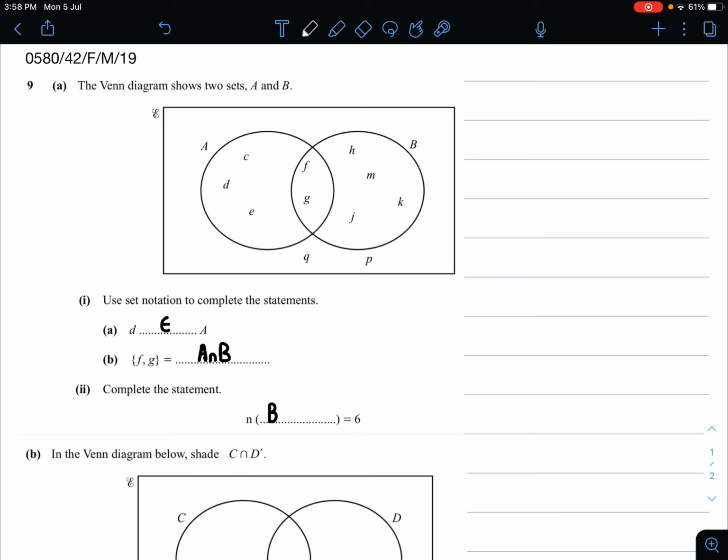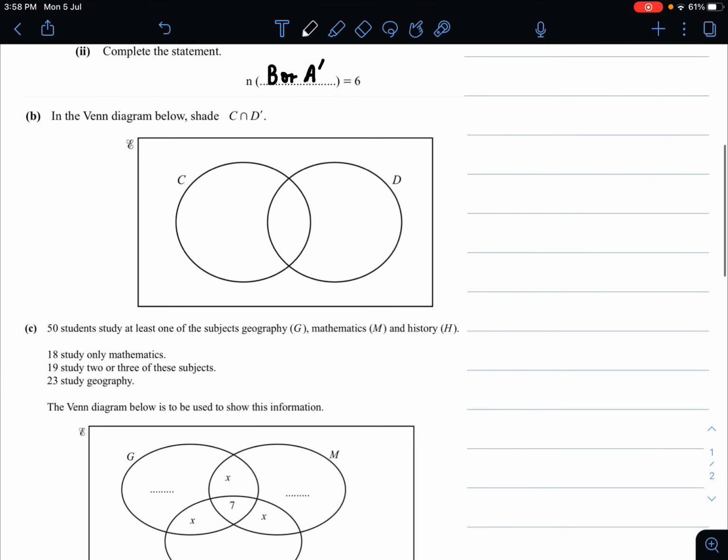Now there is one more scenario where there are 6 elements. That would be A complement, meaning everything other than A. So that would be 1, 2, 3, 4, 5 and 6. Therefore you can write any of these answers, so that would be B or A complement. Now let's move on to part B.